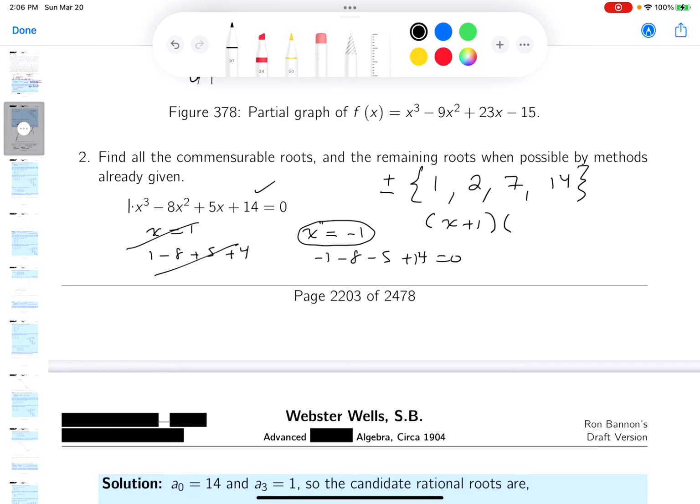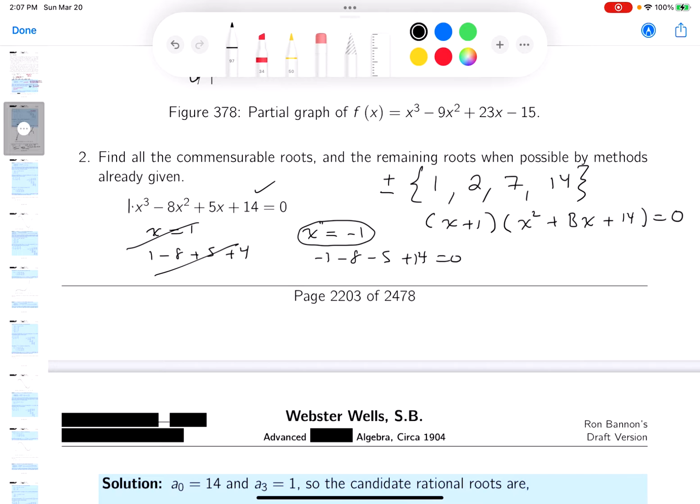Times what? Well, I'm going to do the same thing I did before. It's really not that bad to do. It's going to be x squared. I don't know the middle, the bx. That's always a tough one for me. But I do know the end. It has to be 14. And that equals 0. Now someone says, why don't you just test the other rational roots? You could, but I want to be a little more productive in saying that they may not be rational at this point.